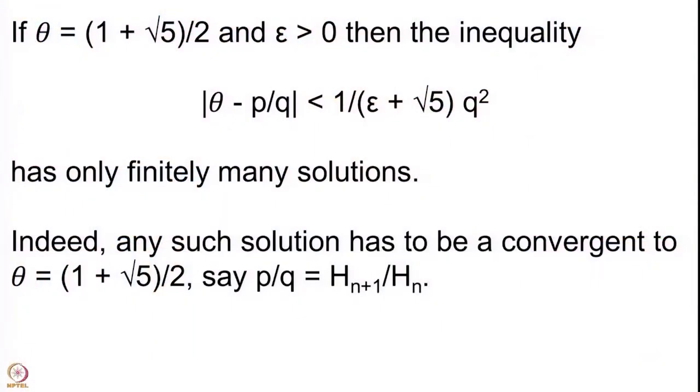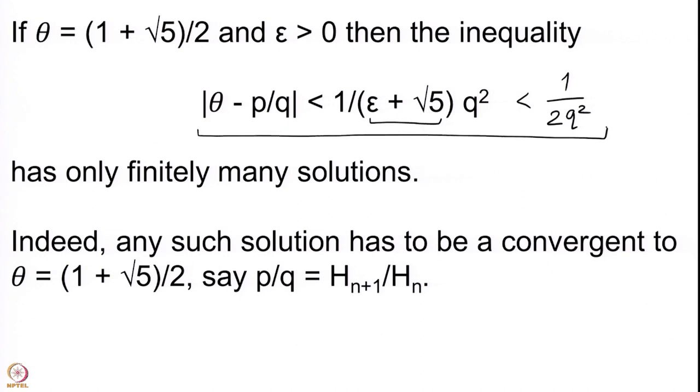Okay, so now we are looking at this particular theta, which is 1 plus root 5 by 2, and we let epsilon be any positive number. Then any such solution has to be a convergent, because this quantity is bigger than 2. Already root 5 is bigger than 2, and then you are adding a positive quantity, so this is going to be less than 1 upon 2 Q square. And we have proved that whenever you have a rational number P by Q approximating any real number theta with the property that mod theta minus P by Q is less than 1 upon 2 Q square, then this P by Q has to be a convergent. Otherwise P by Q would approximate our theta better than any convergent, and that is simply not possible.